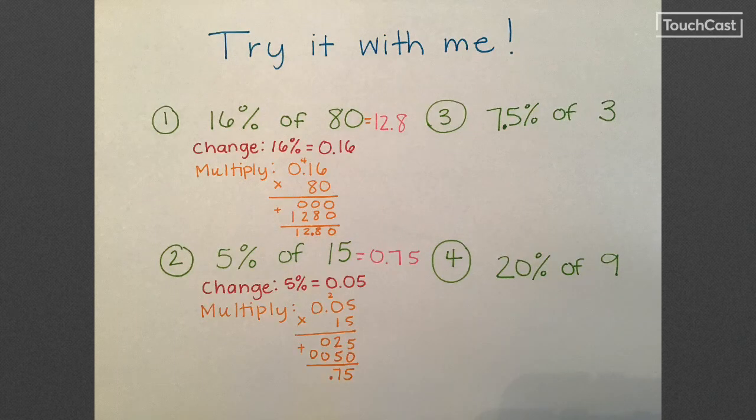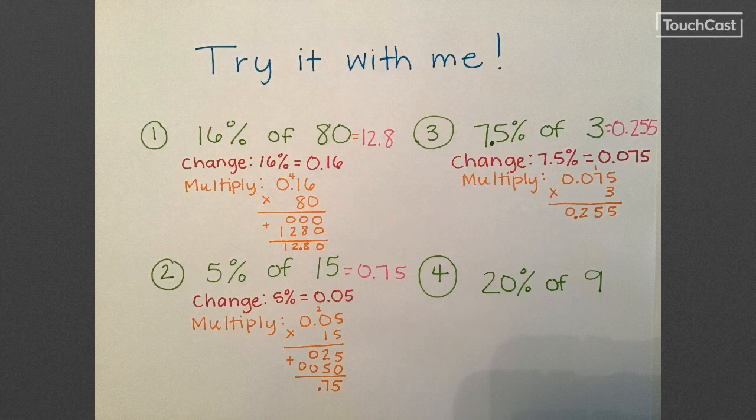For question number 2, it's a little bit tricky. When we see 5% and we need to change that to a decimal, we still have to move the decimal 2 places to the left. That means 5% is the same as 0.05. If you got that correct, give yourself a pat on the back. Then we need to multiply 0.05 times 15. When we do this, we find that the number is going to be less than 1. We find that 5% of 15 is the same as 0.75.